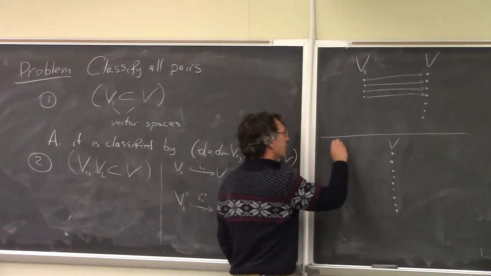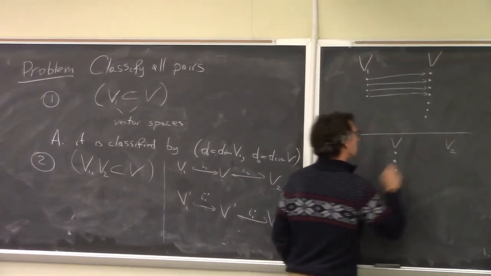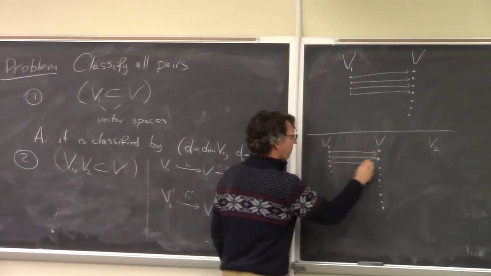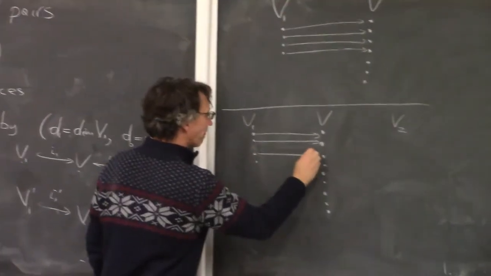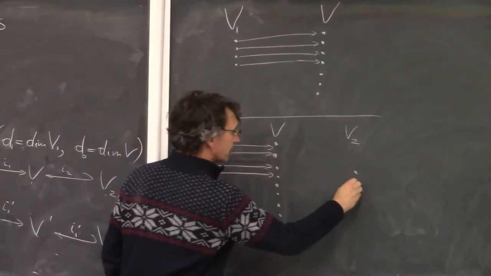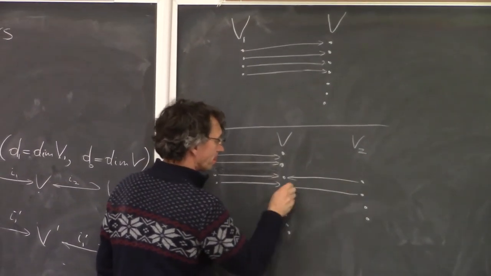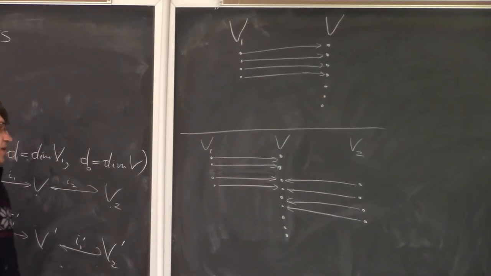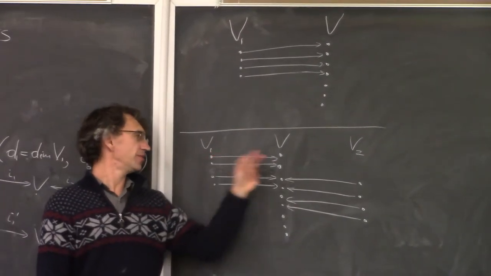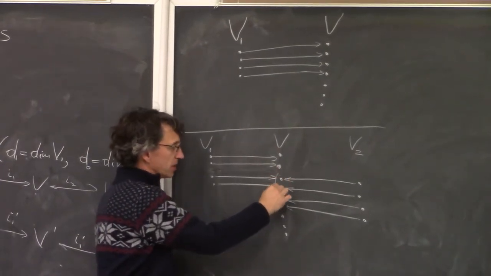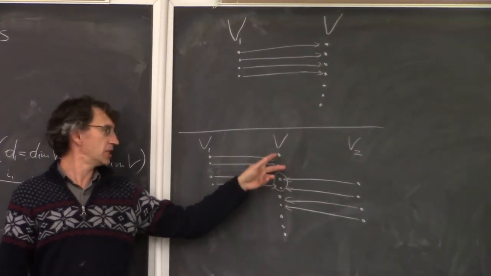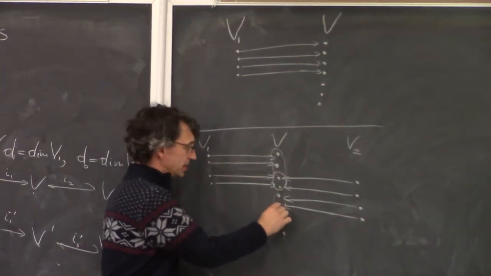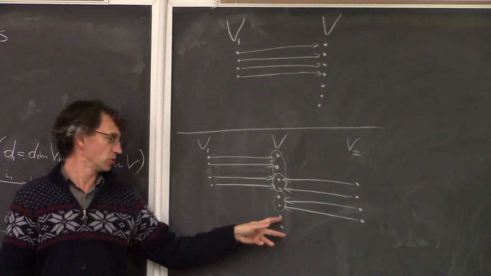So the statement is that any configuration will look like this. So you have some number of basis elements here. So that's a typical configuration you have. So what does it describe? So you have a basis in here. This part of it is a basis in the intersection. This plus these pieces is a basis in V1. This plus this is a basis in V2. And the rest doesn't belong to either.